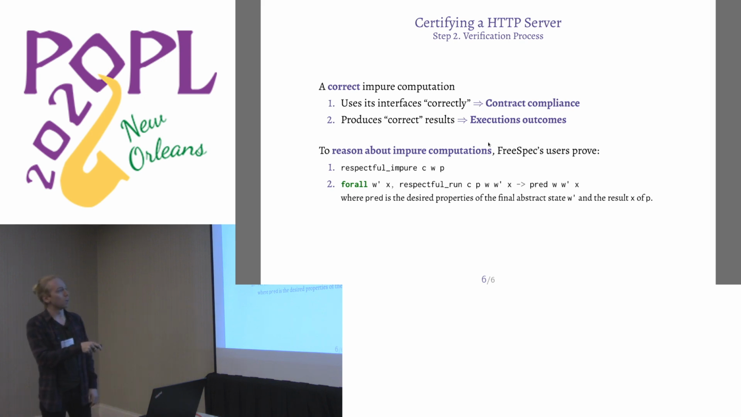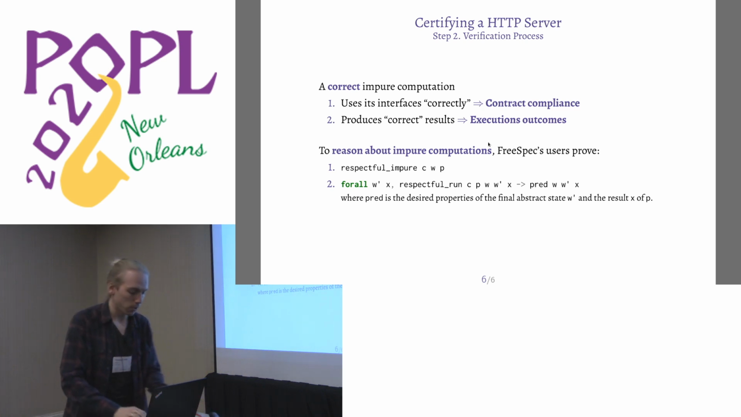To do that, FreeSpec provides two predicates, and the first one is basically that, the contract compliance. You prove that no matter the execution path, you always respect the obligation. And the second one is a way, given an execution, to explore the potential values of the final witness state and the result, and see if they respect some predicates.